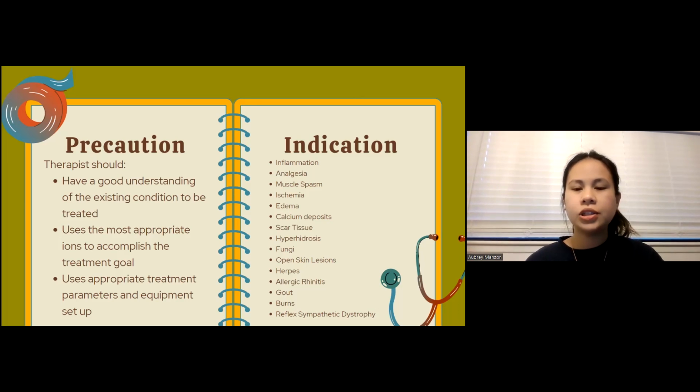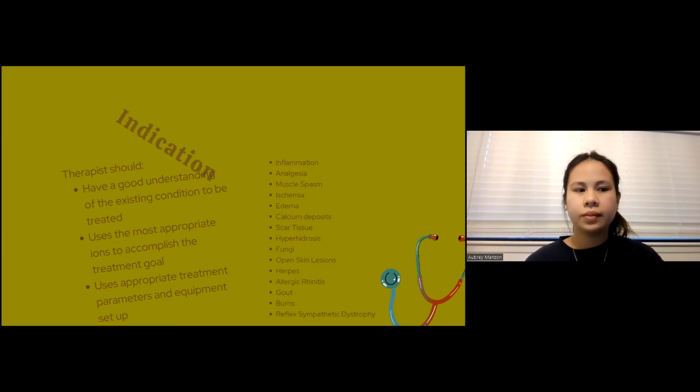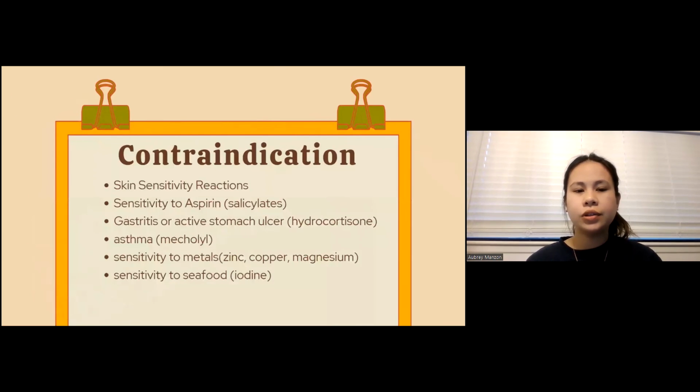So this agent is indicated for patients who experience inflammation, algesia or pain, muscle spasm, ischemia, edema, and many more. It is contraindicated to patients who have skin sensitivity reactions or certain allergies to materials or certain chemicals, sensitivity to aspirin, patients with gastritis or active stomach ulcer, those who have asthma, sensitivity to metals, and those who are sensitive to seafood because they contain iodine.